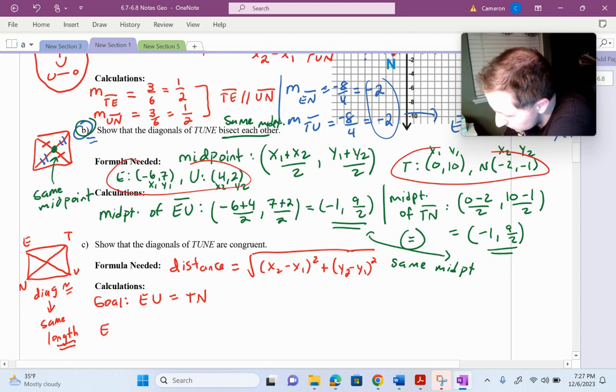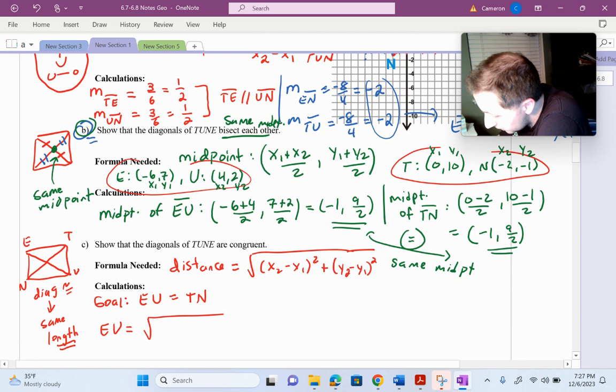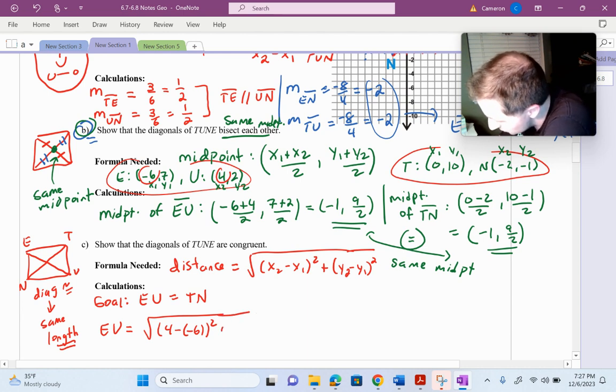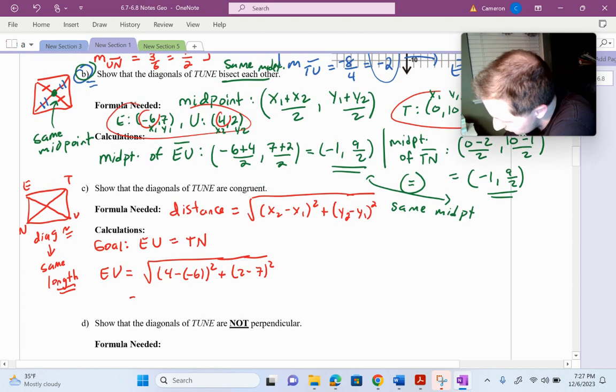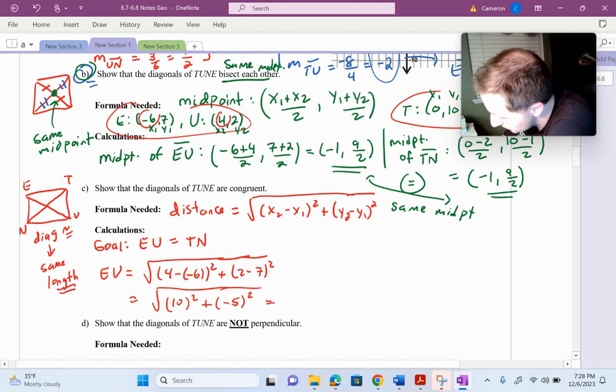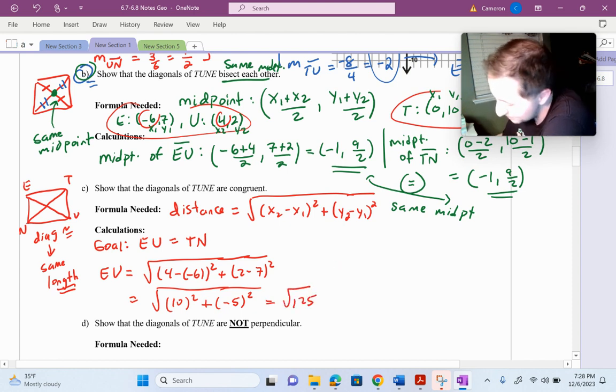So EU would be the square root of x2 minus x1 squared, which would be 4 minus negative 6 squared, plus 2 minus 7 squared. And so I end up with the square root of 4 plus 6 would be 10 squared, plus 2 minus 7 would be negative 5 squared. This would be 100 plus 25, so this would be the square root of 125.